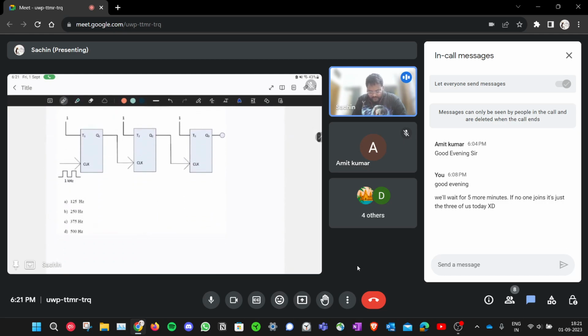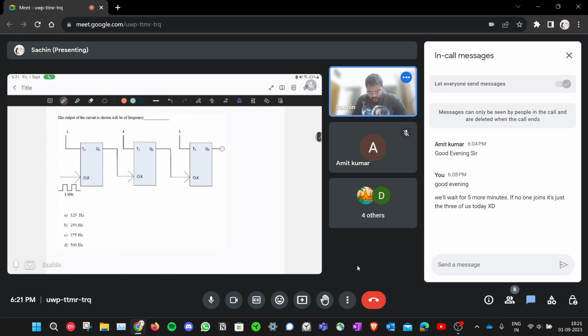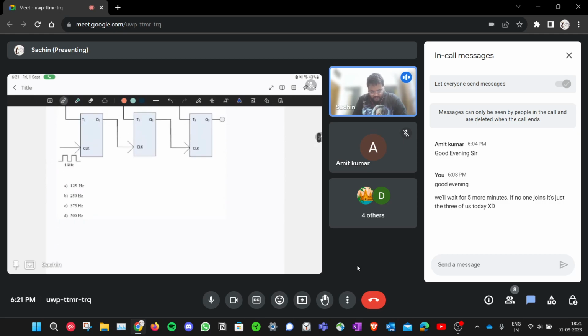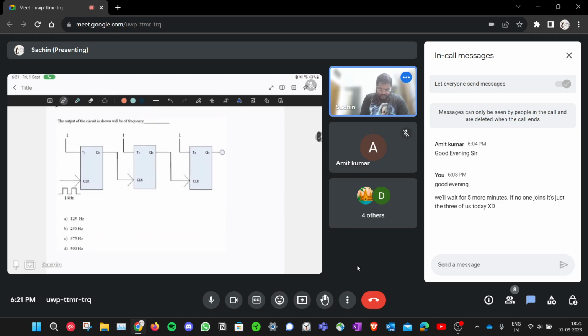A similar question is given here. Here, instead of one flip-flop, there are 3 toggle flip-flops. A toggle flip-flop is nothing but a JK flip-flop where both the inputs are connected to the same thing. So if you have a JK flip-flop, with output Q bar, you tie these to the same input and call that input T.